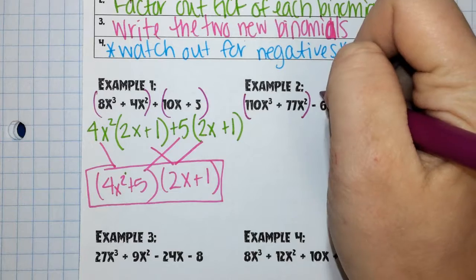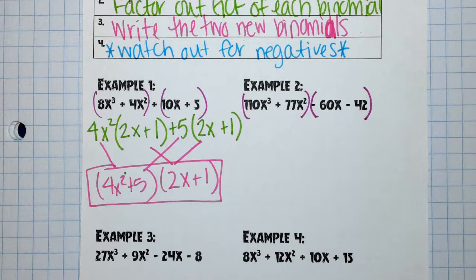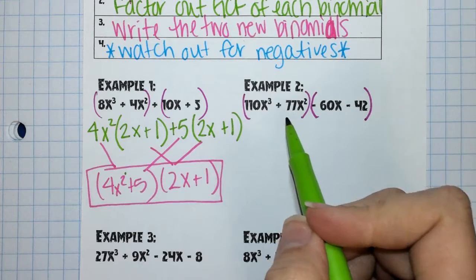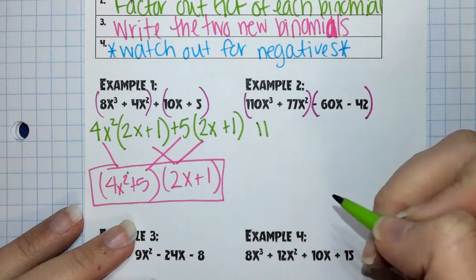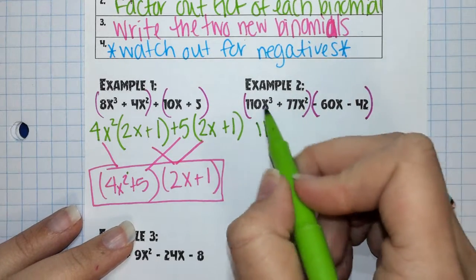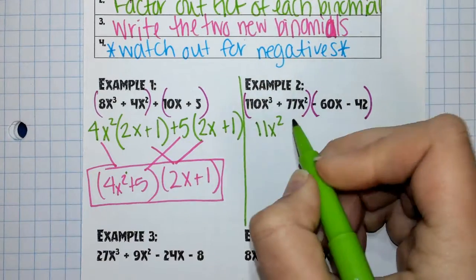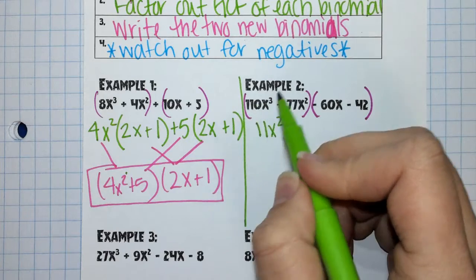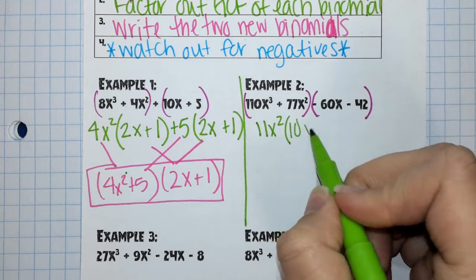Put your parentheses around the first two, 110x cubed, and put it around the last two as well, including that negative. Alright, now, what is the biggest number that goes into both 110 and 77? 11. And what is your smallest exponent? Alright, what is 110x cubed divided by 11x squared? 10x. Good.